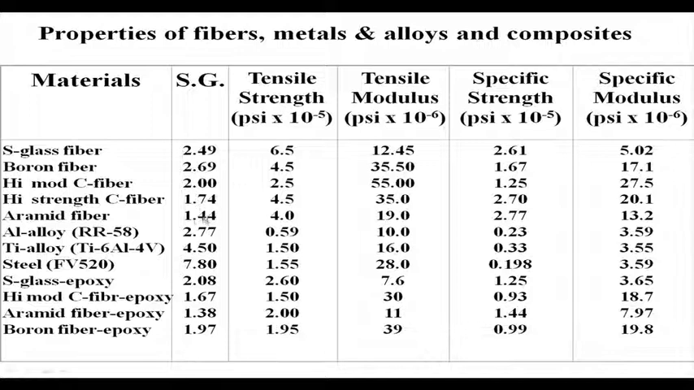Now, if you compare their specific gravity and their tensile strength and modulus, aramid fiber could be a good selection, because if you look into the specific strength and specific modulus, it is quite good for aramid fiber, 2.77 and 13.2. So, from this table one can go for a selection of fiber for making a composite.